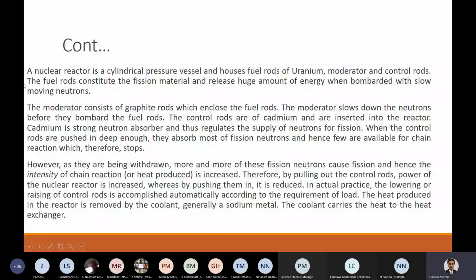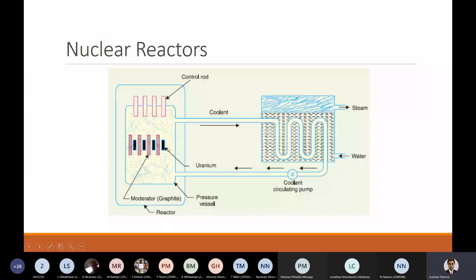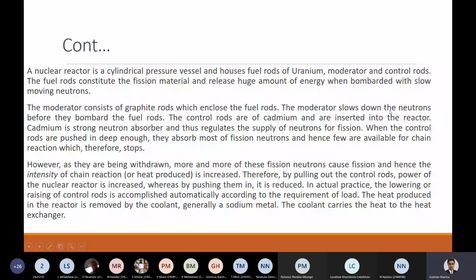If you want to see, I can show you again. The moderator consists of the graphite, which encloses your fuel rod. This is the moderator. This is the uranium. This is the uranium. This is the moderator, and these are the control rods. One thing is that the moderators slow down the neutrons before they bombard the fuel rod.